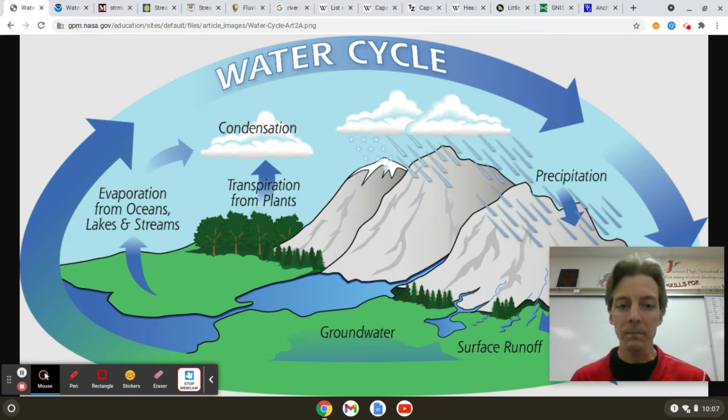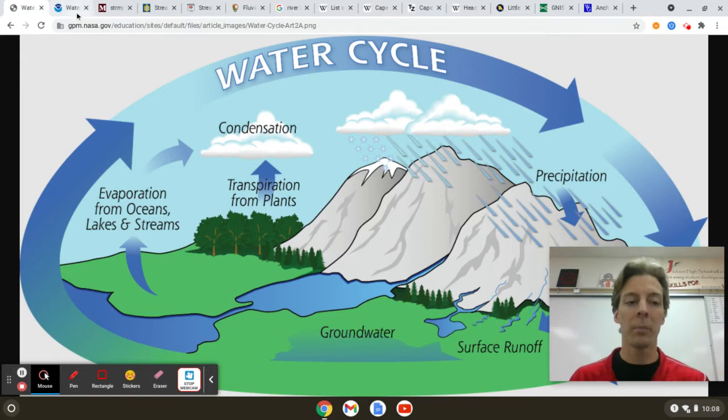Infiltration is what you can get with the groundwater. Infiltration is movement of surface water into cracks and pores, whether it's cracks in rocks or pores in the soil. That's infiltration. Transpiration is moving from plants to the atmosphere. Condensation makes a cloud. Evaporation is water coming off of surface water coming up and out.